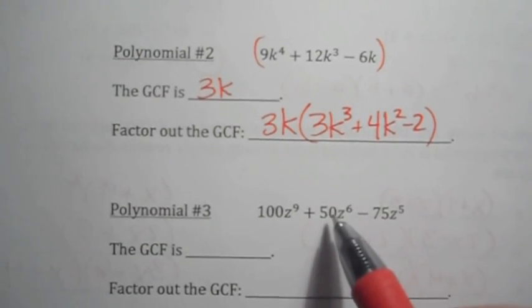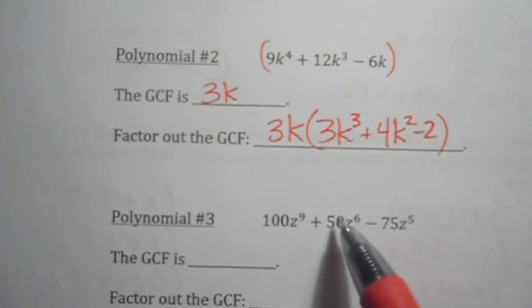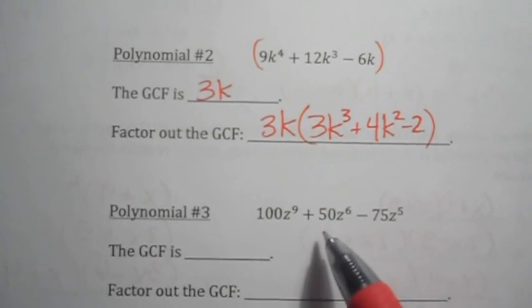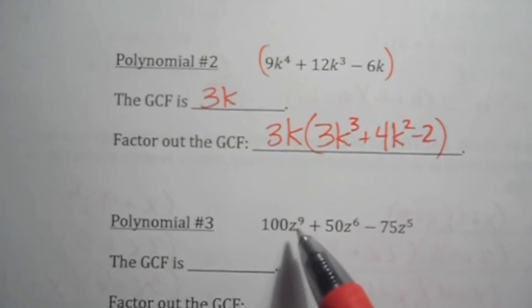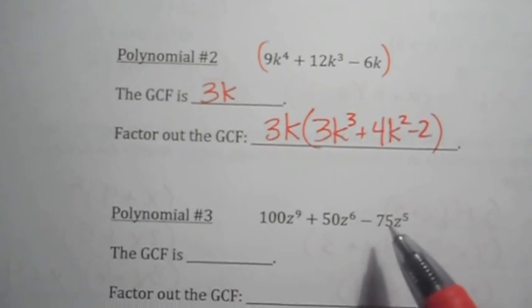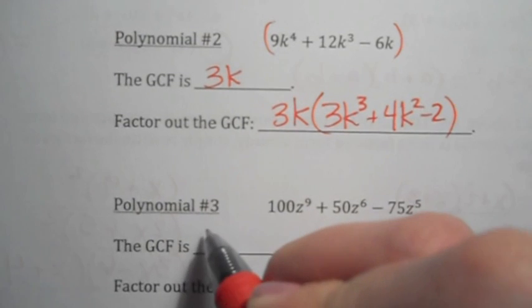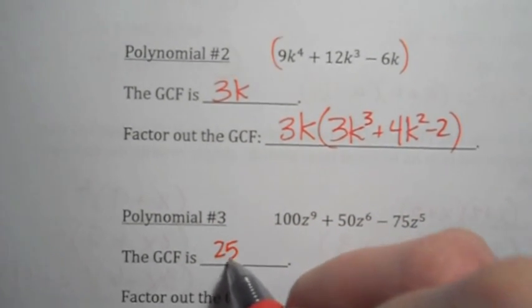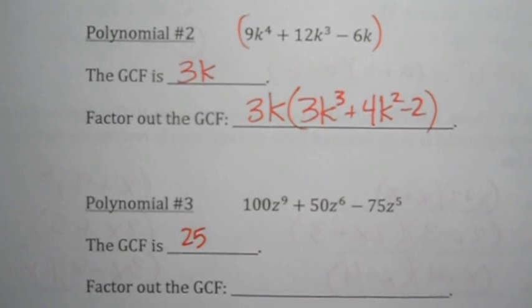Well, 50 is not a factor of 75, though it is a factor of 100. Let's divide that by 2. How about 25? 25 is a factor of 100, and it's a factor of 50, and 25 is a factor of 75. It goes in 3 times. So we know 25 is the GCF for the coefficients.